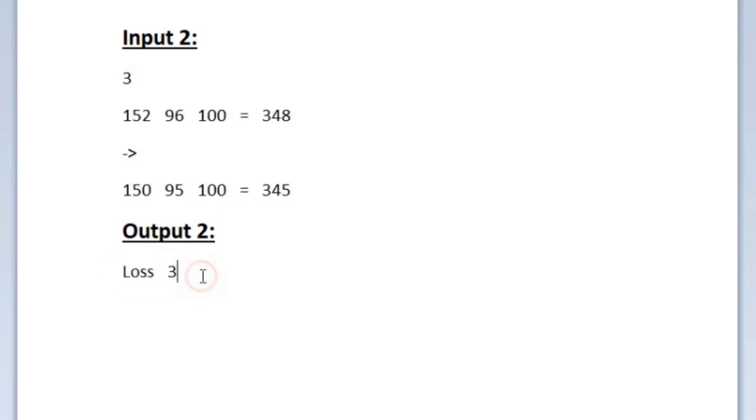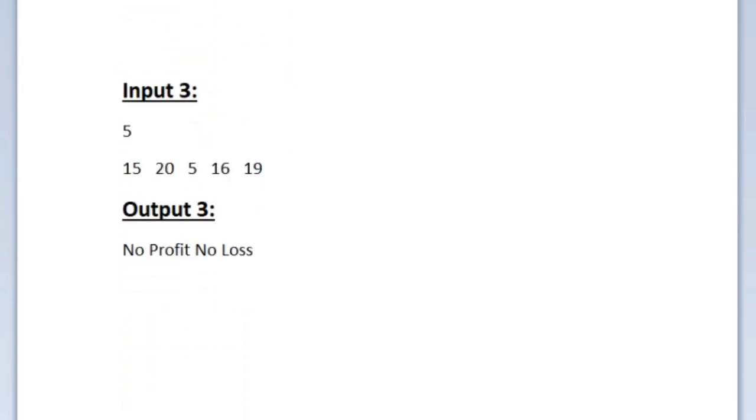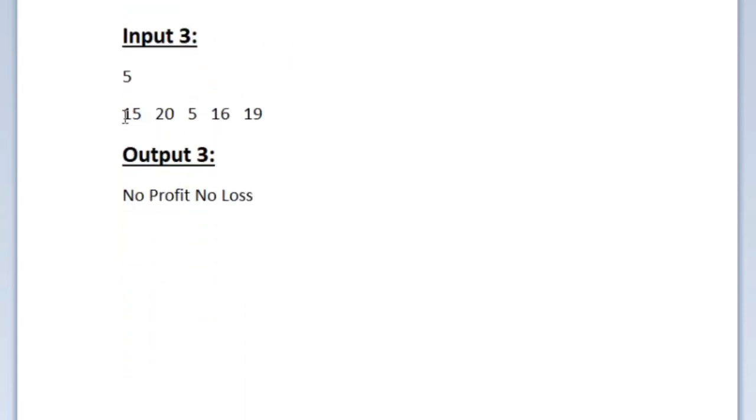Now let us see our sample input 3. Here we are given 5 integers. As usual, first we have to calculate the selling price for all the 5 integers, and then we should calculate the total cost price and total selling price. And in this case, the total cost price and total selling price would be the same. So it means that there is no profit and no loss. So in our output we must print no profit no loss. This is how we should be printing our output.